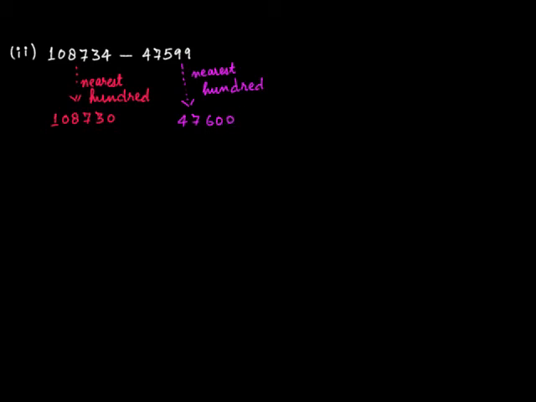Now, if you subtract these two values after rounding off, what will you get? The estimated value will be 1,08,730 minus 47,600, which is 61,130. So this is one estimation, 61,130.